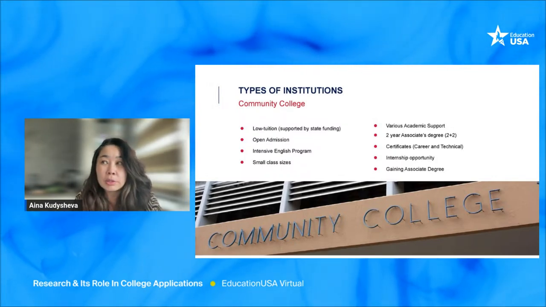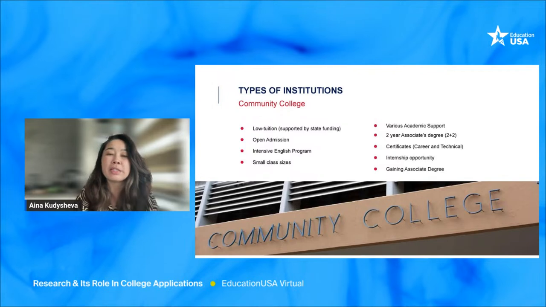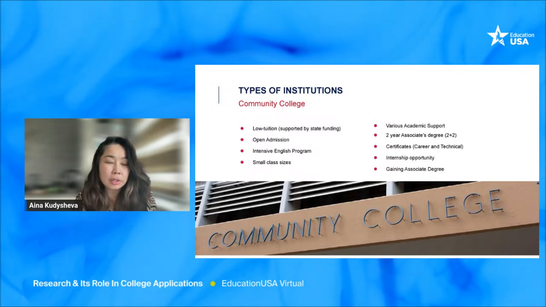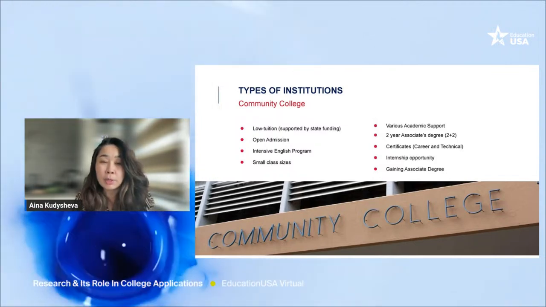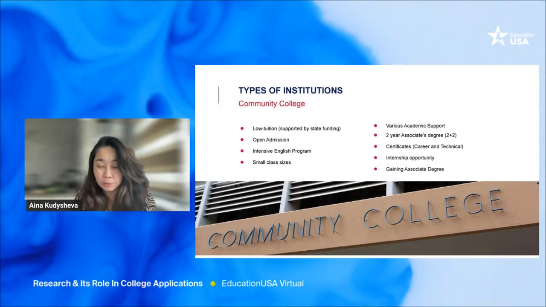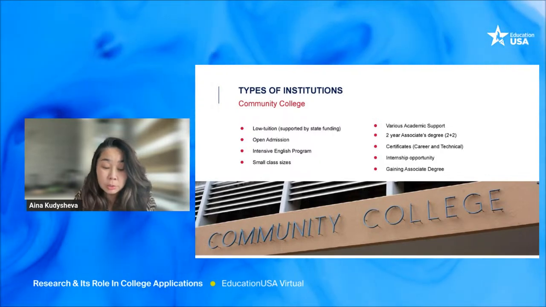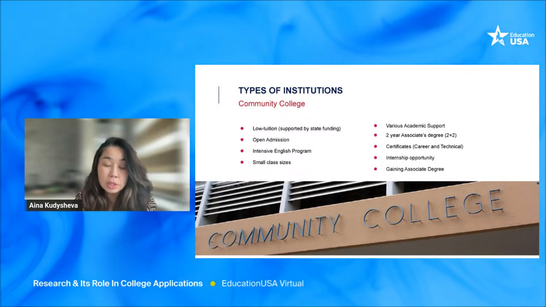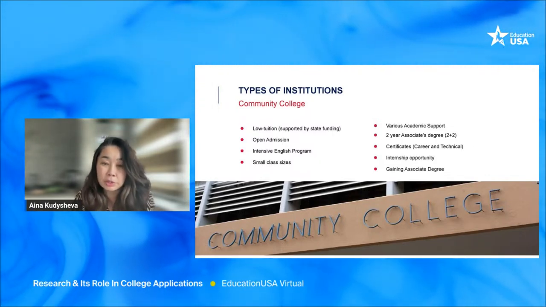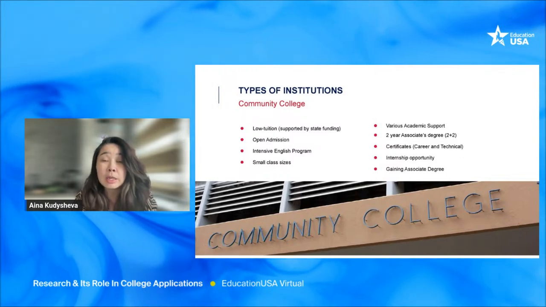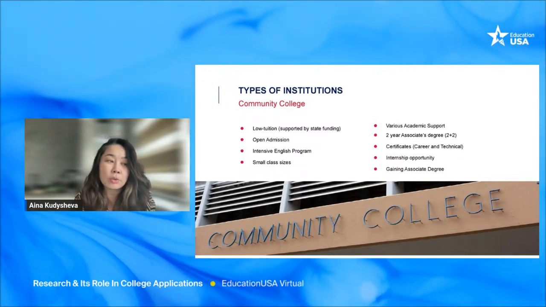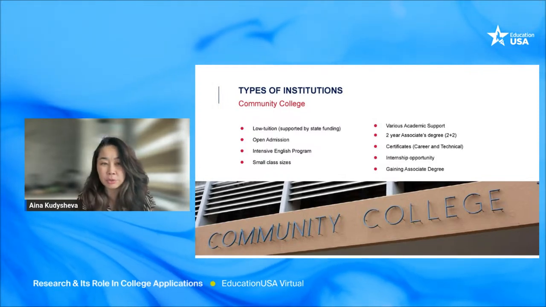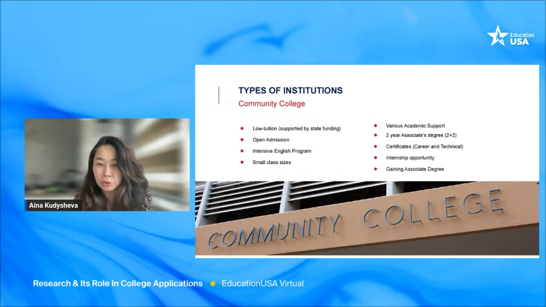Usually community colleges form a system of colleges. The best known is the California Community College System. There are more than 100 community colleges in the California Community College System. We also need to mention that community colleges usually have partner universities with whom they create programs, so the credits can be smoothly transferred to the four-year institution.